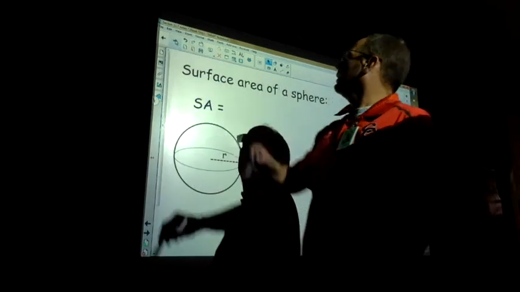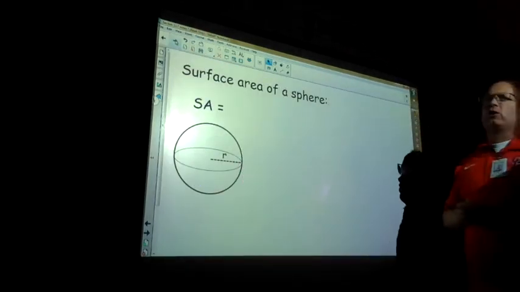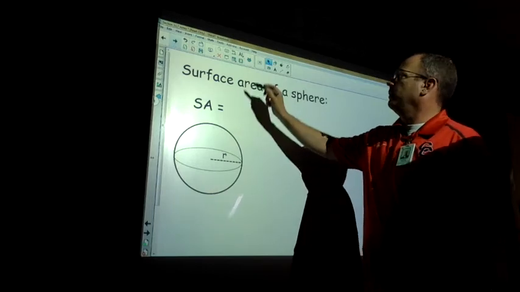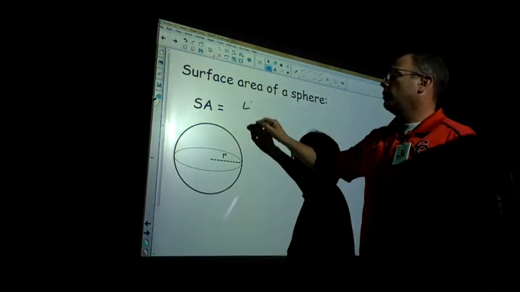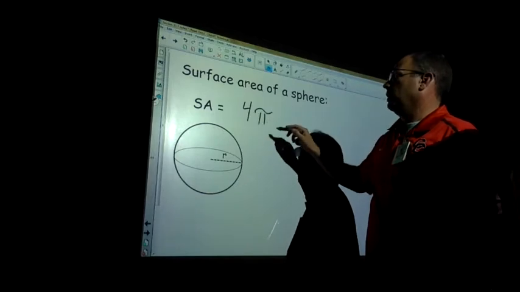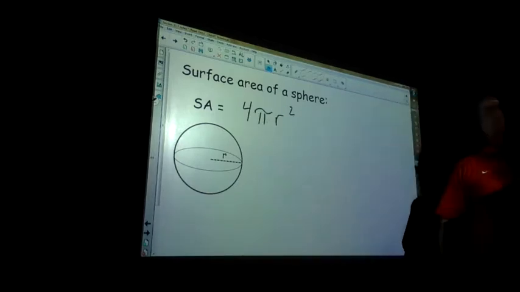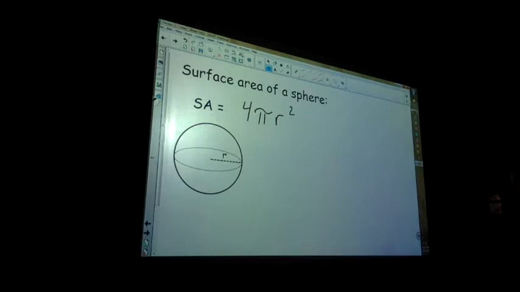Here we go. All right, the surface area of a sphere. Oh, it's a tough one. Ready? 4 is the constant. Pi is another constant. Four pi r squared, that's all it is. I like that. So area of a circle is pi r squared, right? And then the surface area of a sphere is four times pi r squared.